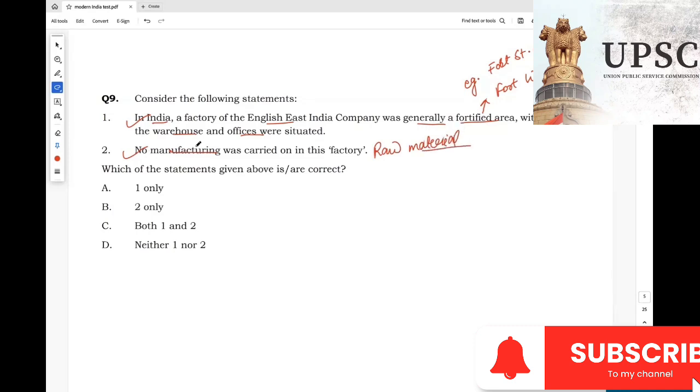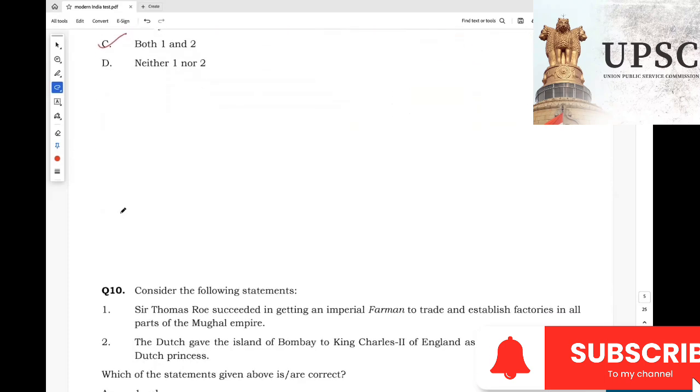So that's why no manufacturing. Now, when you see "no," it feels like an extreme sentence, right? No manufacturing, it's an extreme sentence. In most cases, it might be wrong. But that's not the case here. This statement is correct because they were here for the raw material, not for manufacturing. Both the statements are correct. Moving to the next one.